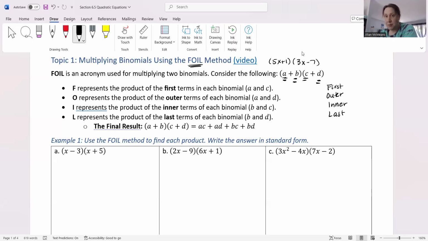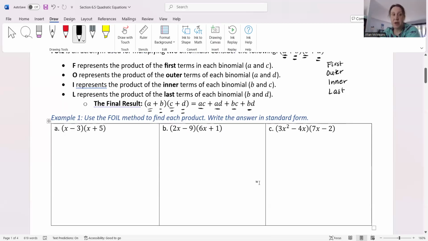So looking at A plus B times C plus D, we would take A times C, we would take A times D, we would take B times C, and then we would take B times D. So essentially what we're doing is distributing each term in the first binomial through the second binomial. That's another way to think of it. So let's go ahead and practice.